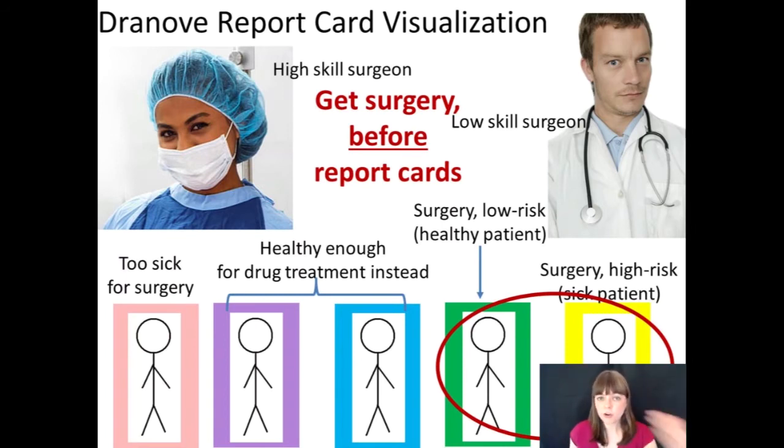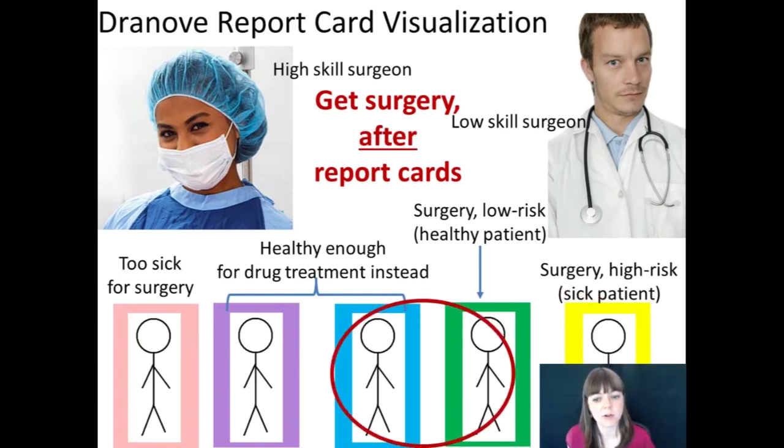Now, after the report cards are published, once doctors realize they're being penalized if a patient dies on the surgery table, we get a switch. This is the group of patients that get the surgery. It's the low-risk patients who should be getting the surgery, the green types, but also some of the low-risk patients who previously were not getting surgery because they could do just fine with drugs. But the doctors know that pulling those blue patients in is going to make your statistics look good, and keeping the yellow patients out is also going to make your statistics look good.